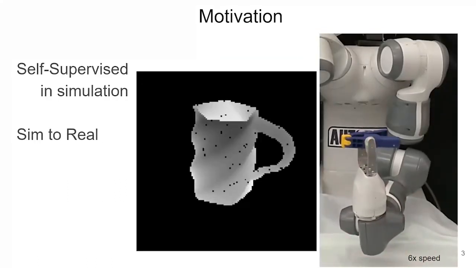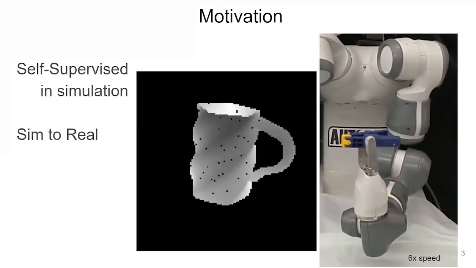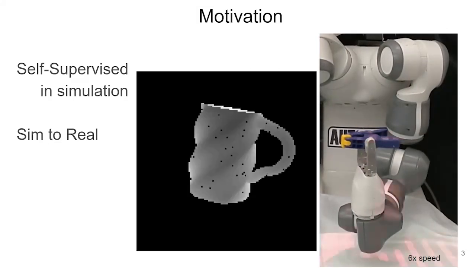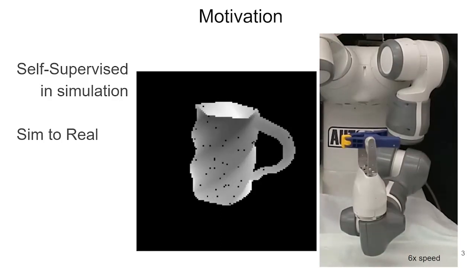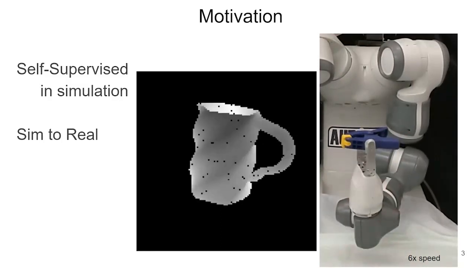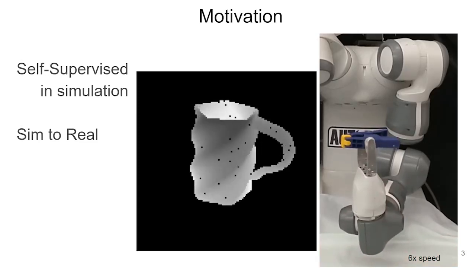Self-supervised learning removes the need for manual labels by producing labels as part of the data generation process. We also want to leverage simulation to simplify and speed up the data generation process, which can be time-consuming. Then, we can transfer results from simulation to reality.